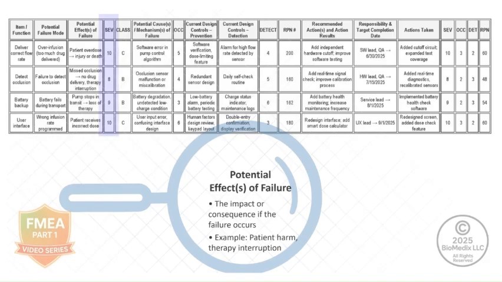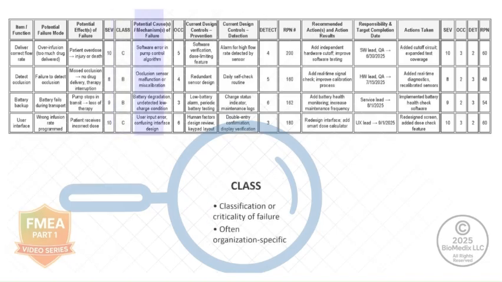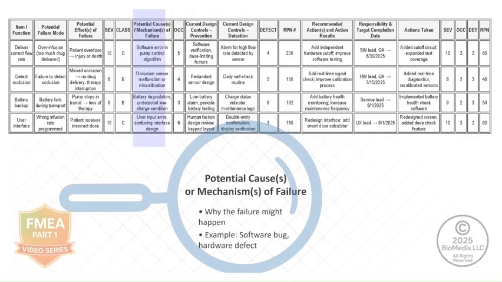SEV or severity tells us how serious the effect would be. We usually rate it on a scale from 1 to 10, with 10 being the most severe. Class is sometimes used to classify the type or criticality of the failure, depending on the organization. Next, we have potential causes or mechanisms of failure. This describes why the failure might happen, for example, a software bug or hardware defect. OCC, or occurrence, rates how likely the failure cause is to happen, again on a 1 to 10 scale.